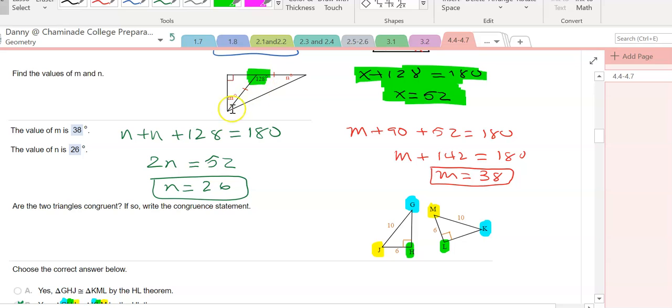And then if we look at this last triangle, I see it's an isosceles triangle, which lets me know that 128 is the vertex angle, and both of these base angles have to be equal. And since they call it n, both of these are n. So I set up that equation, solve, and I get 26 for n.